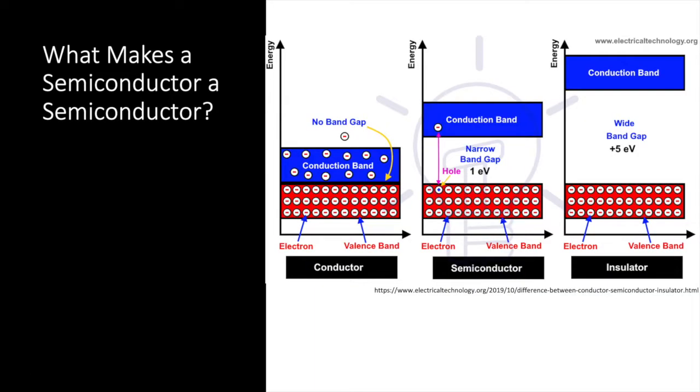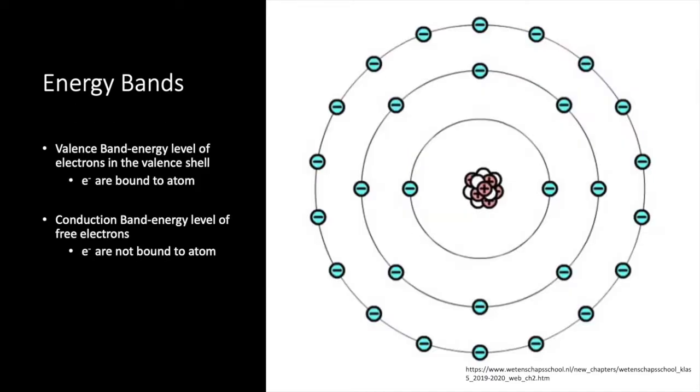So what actually makes a semiconductor a semiconductor? Well, a conductor conducts electricity so easily because it takes virtually no energy to push electrons out of the valence band into the conduction band. And you're probably thinking, whoa, what is a band? Well, a band can be thought of as an energy level that the electron is in.